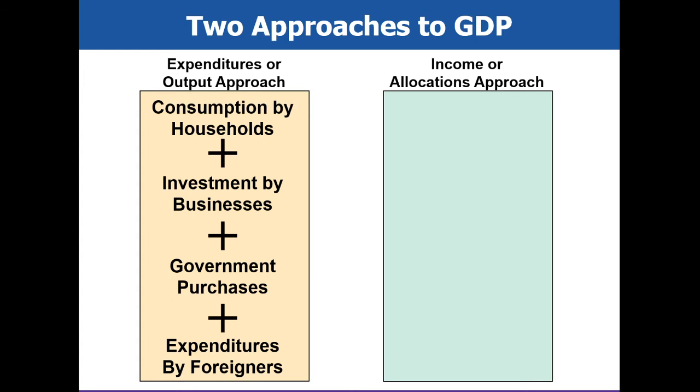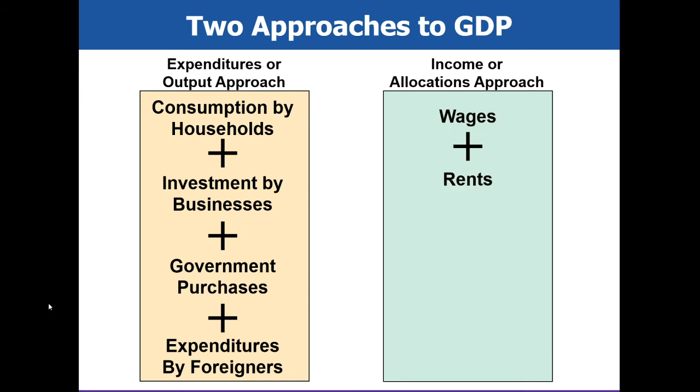Okay, and then the next one is expenditures by foreigners. So every good we sell to a foreigner adds to our GDP. However, every good we buy from a foreigner deducts from our GDP. So our net expenditure in our country is usually a negative number.